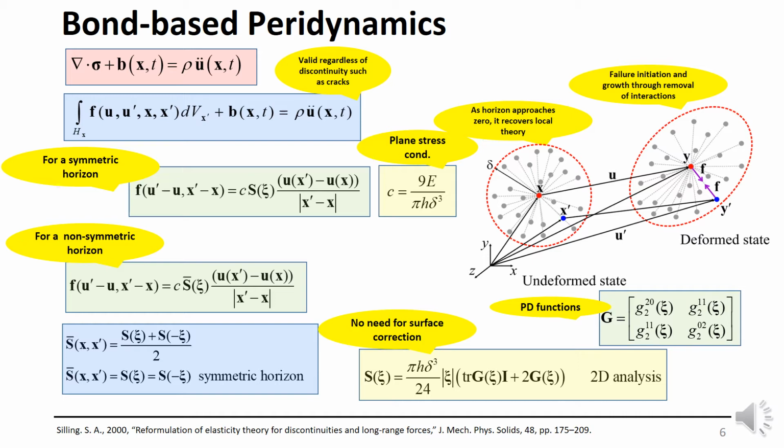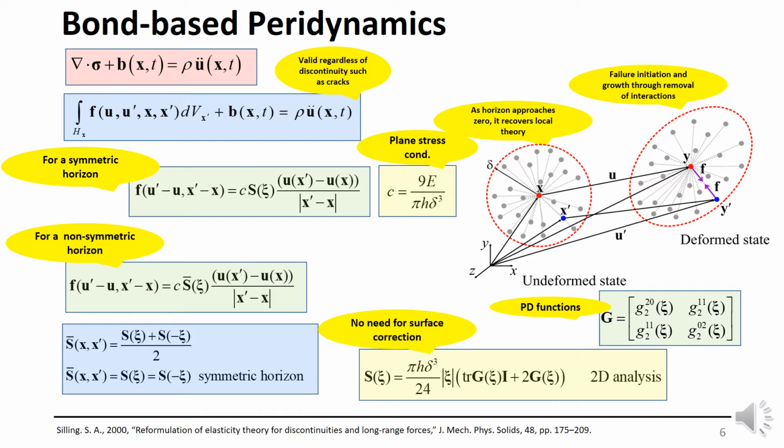So also what I want to point out is that as this horizon delta approaches zero, then the non-local theory, this peridynamic theory, recovers the local theory. Basically, this integral that you see here approaches the divergence of the stress tensor. And the integrand here is free of any numerical differentiation, so it's always valid regardless of the presence of cracks, for example.